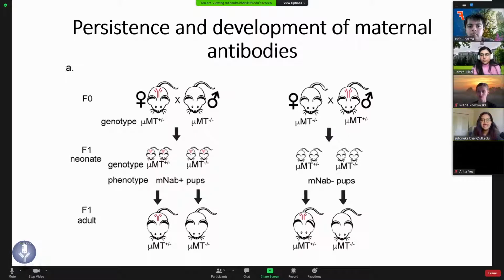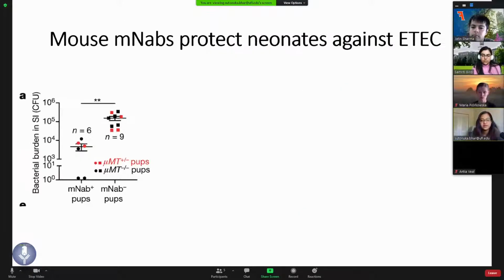So as the diet changes, the mice stop breastfeeding and go to a food diet, and hence the antibody transfer from the mother to the kid also stops. Pups for the mouse.